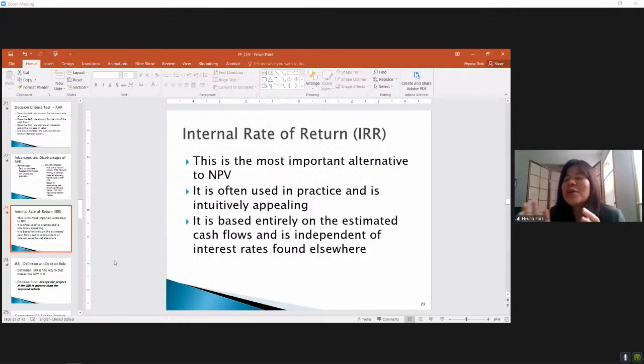Of course, we need to compare how high the IRR is, so we need some kind of guideline. If IRR is higher than this rate, we accept the project. If not, reject the project. So that kind of cutoff, we still need it. But in terms of calculation, we do not rely on the discount rate because IRR is the discount rate.